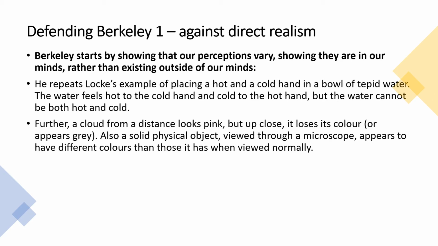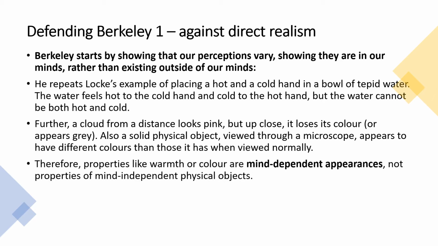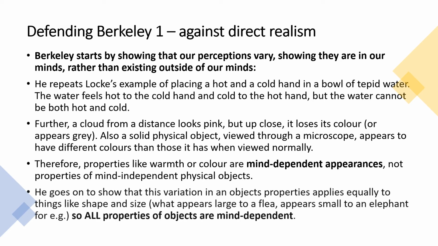He also uses the example of clouds, and he says a cloud from a distance perhaps looks pink, but up close it loses its colour or appears maybe grey. And also he gives the example of a solid physical object viewed through a microscope appearing to have different colours than those when it's viewed normally. So he's arguing that properties like warmth or colour are mind-dependent appearances, ideas, not properties of mind-independent physical objects.